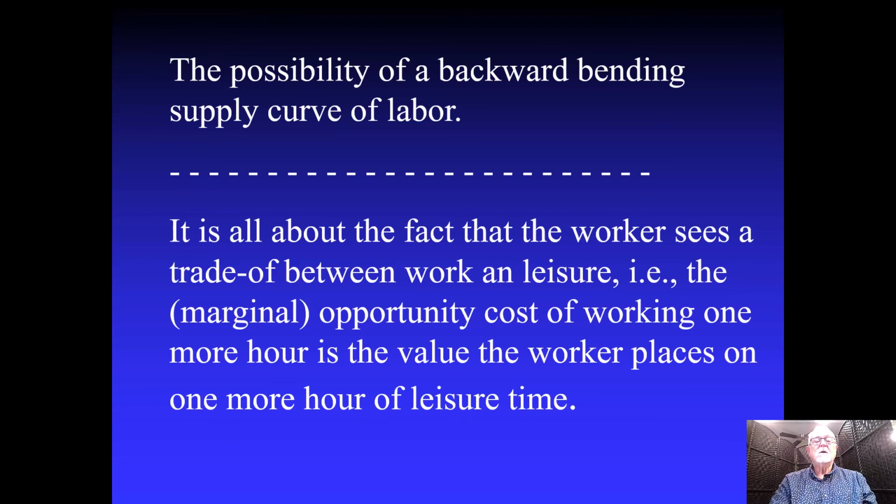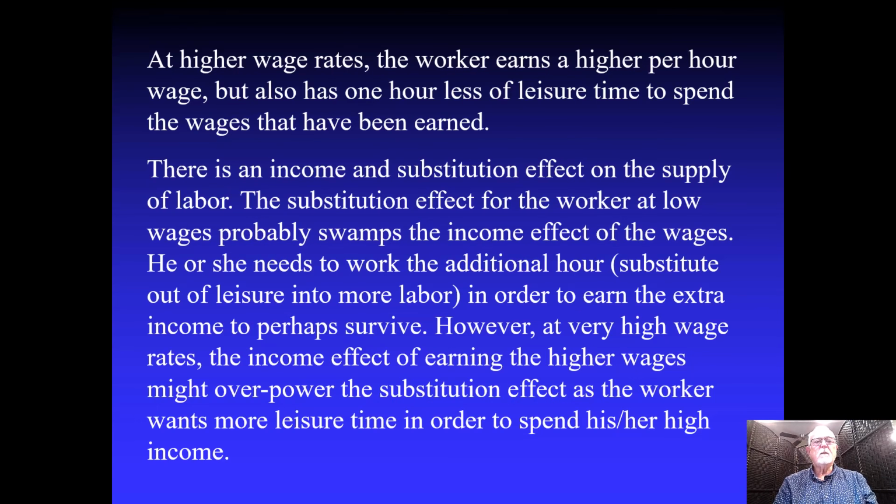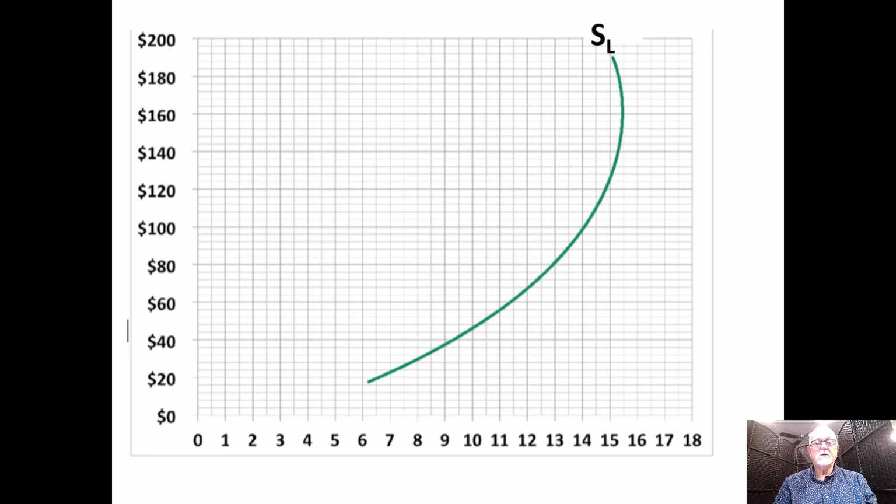In this case, workers are already getting a good salary, and they want to be able to spend it. So the value of leisure time in terms of opportunity cost goes way up. At that higher wage rate, the worker earns a higher per hour wage, but also has one hour less of leisure. So there's an income and substitution effect on the supply of labor. At some point, the income effect may be swamped by the substitution effect. How much do I want to substitute leisure for work? And so they may decide to actually work fewer hours rather than more.